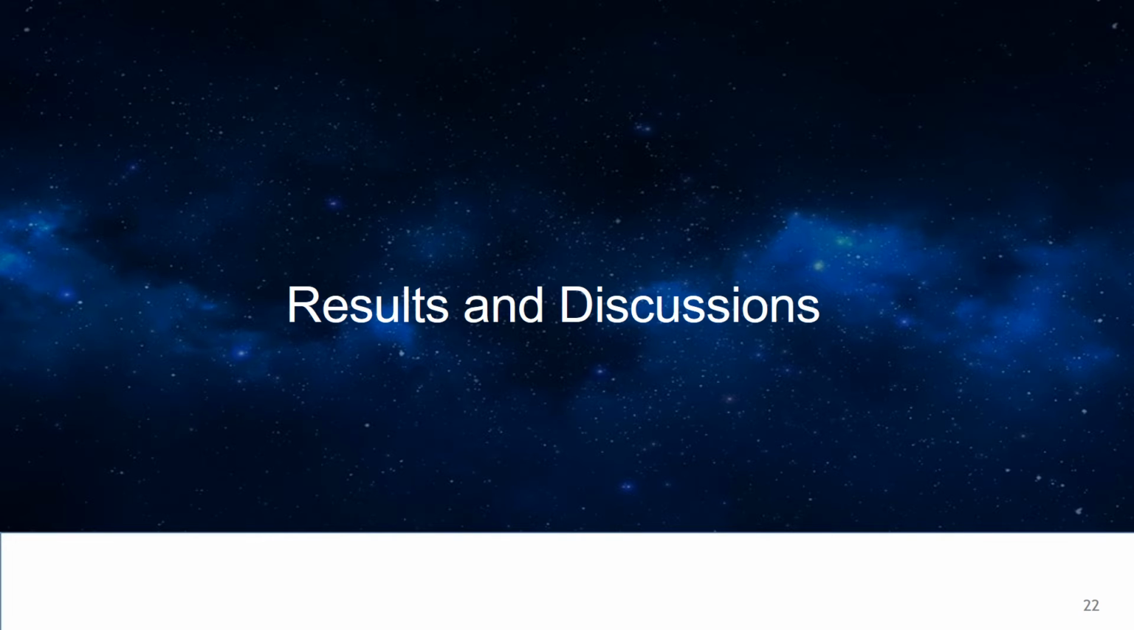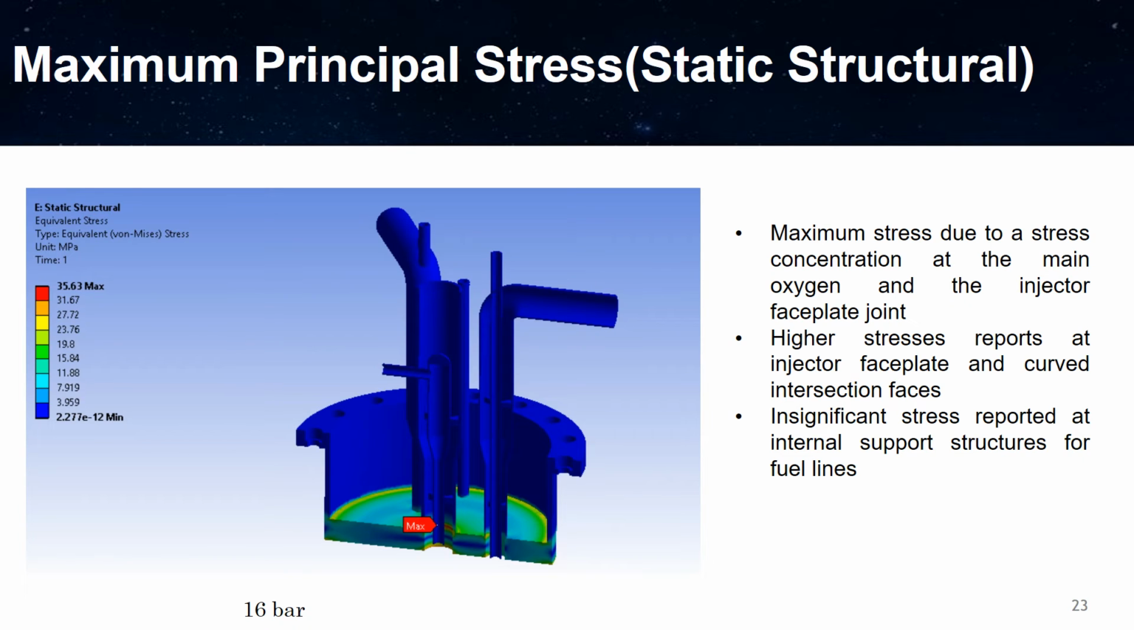So let's go to the results and discussion. This is a typo. It's a von Mises stress, not a maximum principal stress. So this is a von Mises stress that we're looking into. The von Mises stress in this case is for 16 bar.